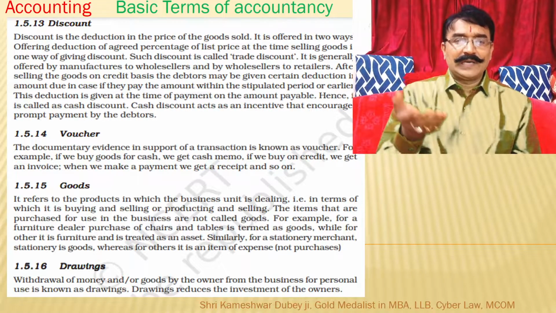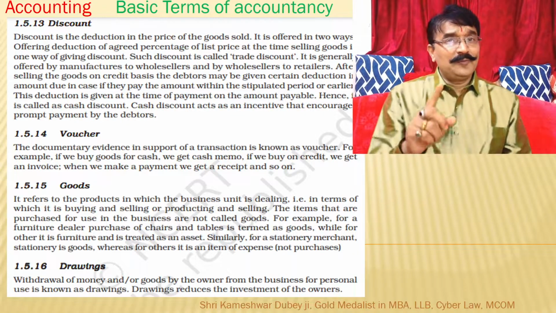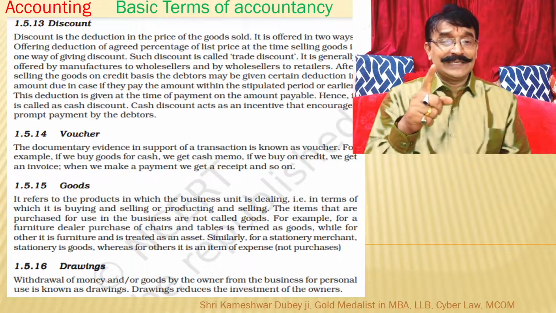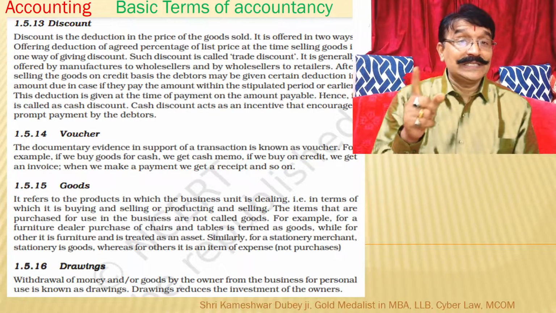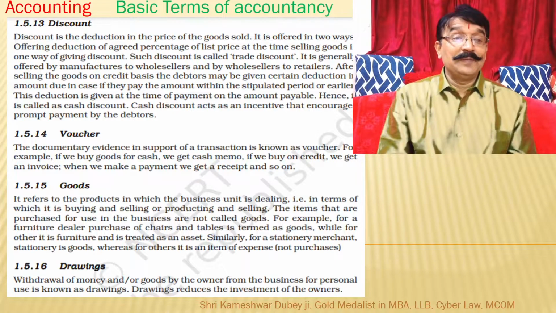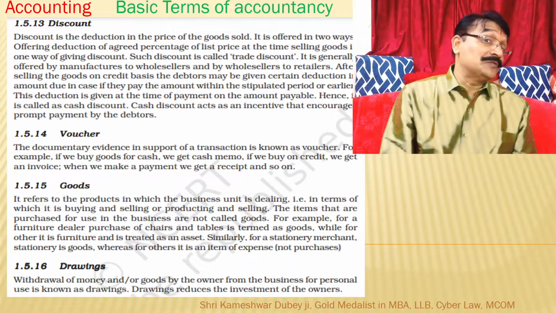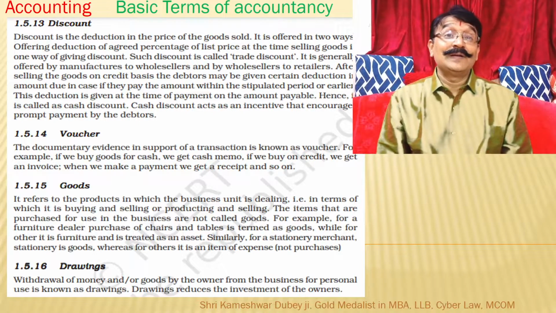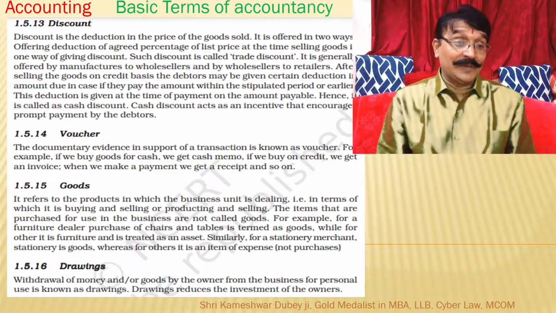If we buy on credit, we get an invoice. If we buy on cash, then it is a cash memo. If we buy on credit, then it is an invoice. When we make a payment, we get a receipt and so on. So these all are the vouchers. Vouchers are a record of the money paid or payable.